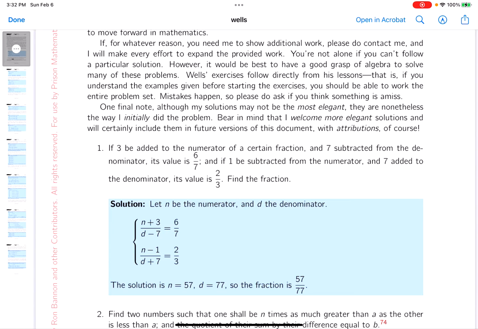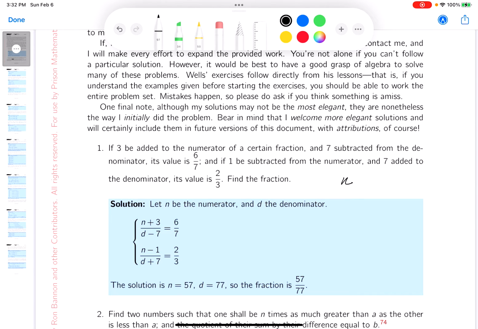And what did they say? They said that 3 was added to the numerator and 7 was subtracted from the denominator. And they said if that were the case, the number would be 6/7. Then what did they say? They said 1 subtracted from the numerator and 7 added to the denominator. The fraction would then become 2/3.